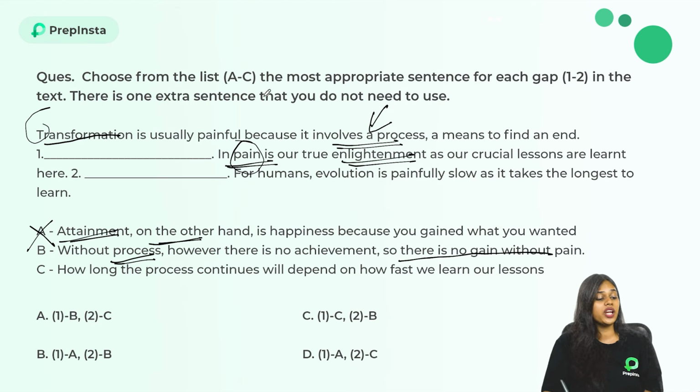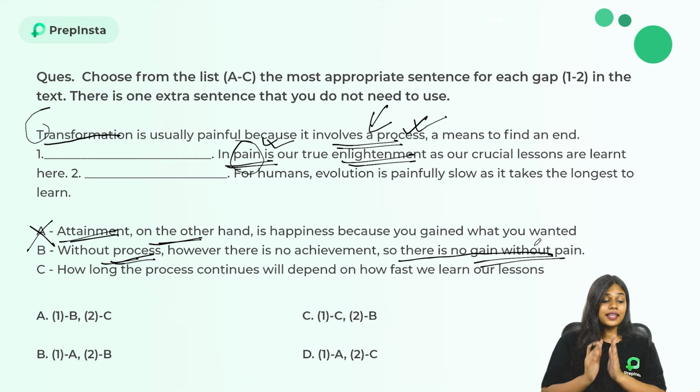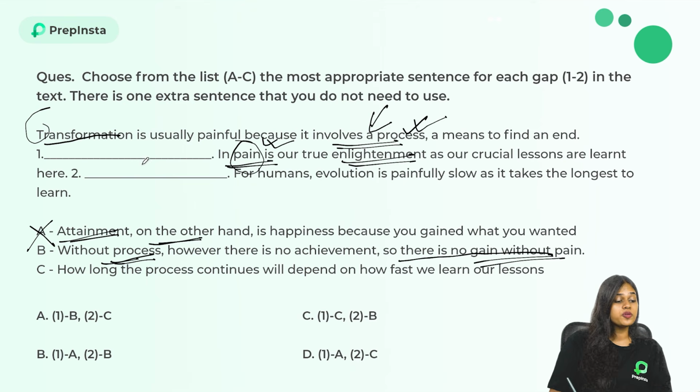After this sentence, we are talking about pain over here, right? So understand the connection. The first sentence introduces the process. The second sentence should talk about the process and introduce the pain concept. And then the following sentence should talk about the pain, right? So option B or statement B comes over here, followed by C.